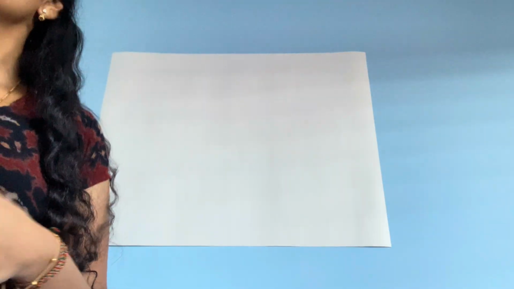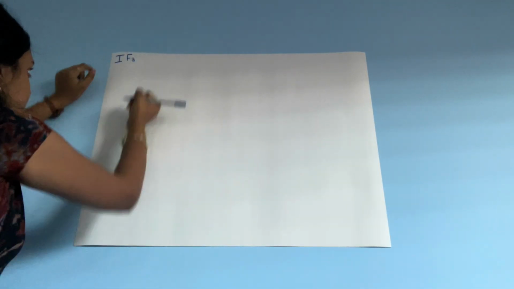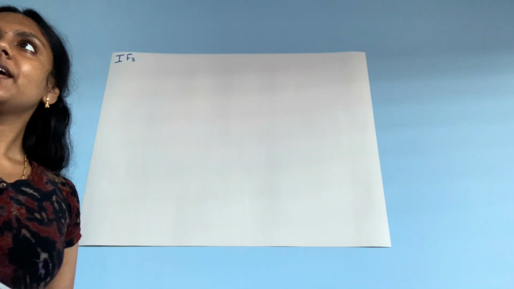Hello. Today we're going to be looking at iodine trifluoride. So let's write down our molecule, iodine trifluoride. Now we are going to be counting our valence electrons.